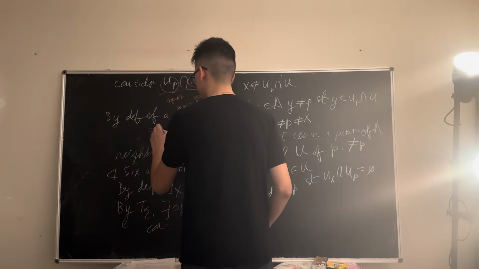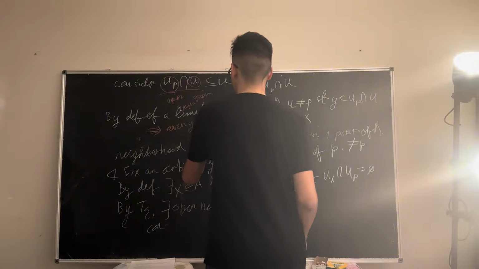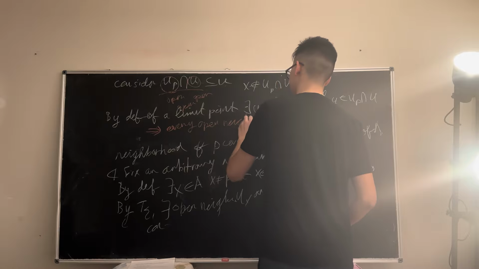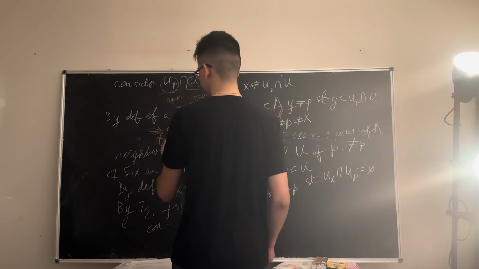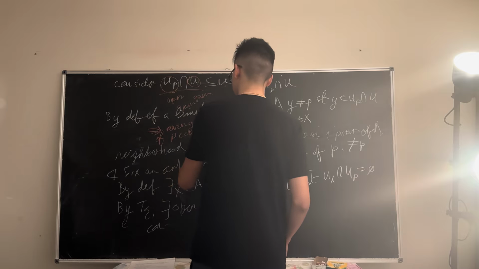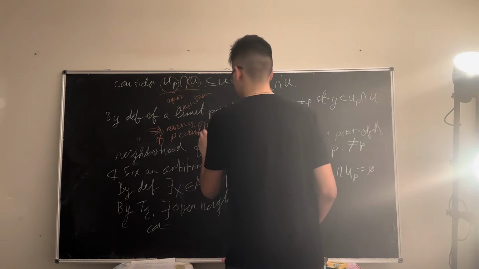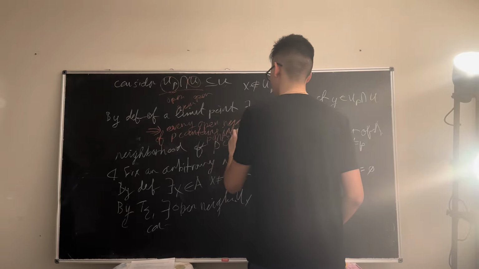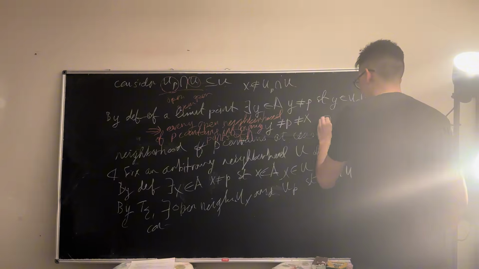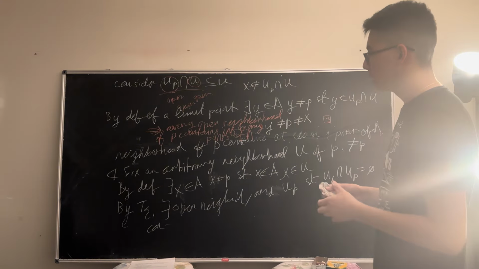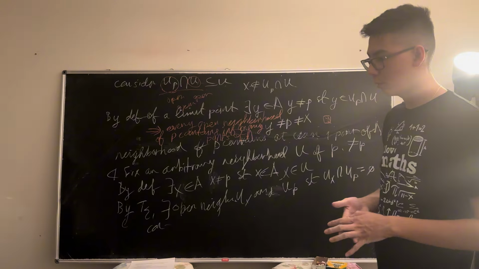So every open neighborhood of P contains infinitely many points of A, which completes the proof. So every open neighborhood around a limit point P contains infinitely many points of A.